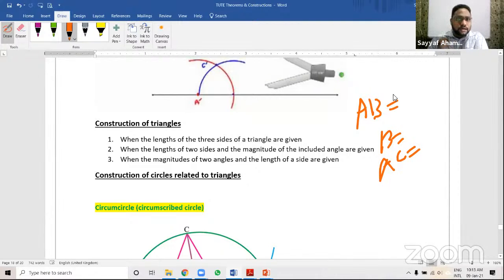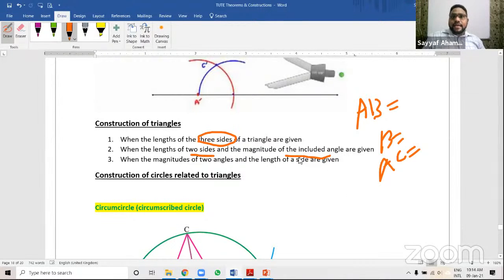Then you don't need to think about the interior angles or anything. Just take the measurements given to you. That is your first type of construction, right? Where all three sides are given to you. You can highlight this, three sides, when the lengths of the three sides of a triangle are given. That is one way. The second way of drawing a triangle can be tested when two sides, right? Two sides and the magnitude of one included angle.